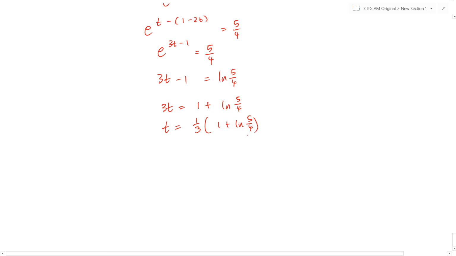So this is the time. Let's calculate. 0.407715. Okay, so this is the time when it is first at rest. Round it off, 0.408 seconds.